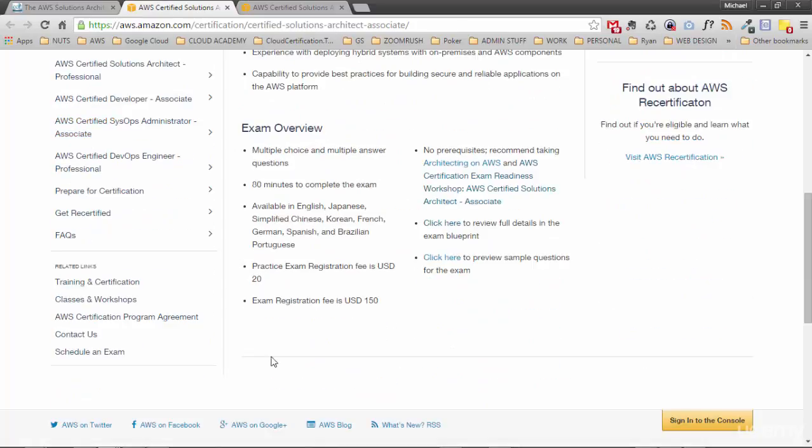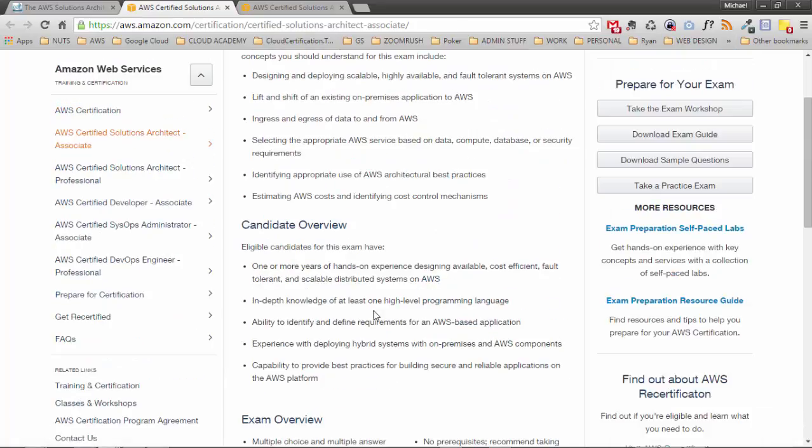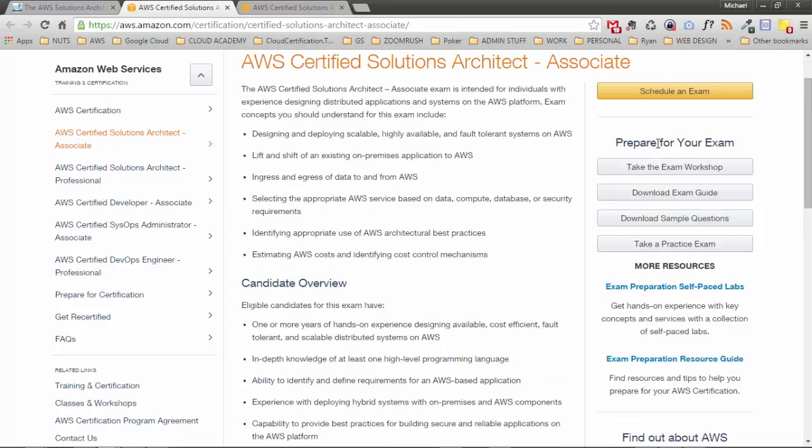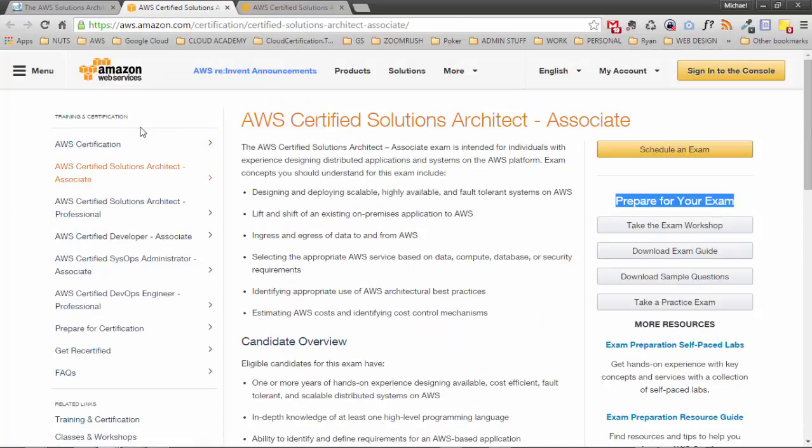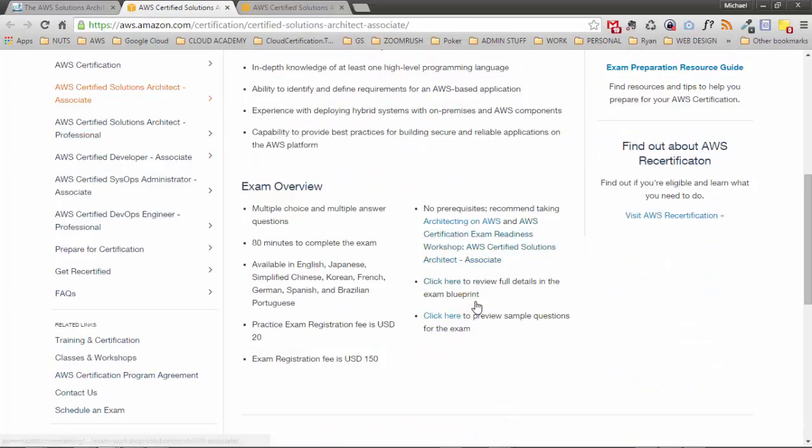And one thing to note here, the practice exam is $20, and you get 20 questions. I think you get 20 questions. Maybe you get 30. Not 100% sure. But our exam that you can take on our site is $20, and it has 55 questions with explanations of the correct answers and links to further study, among other things. Also here on the right, preparing for your exam, workshops, exam guide, sample questions, practice exam, which I just talked about. So again, read through it, familiarize yourself with it.